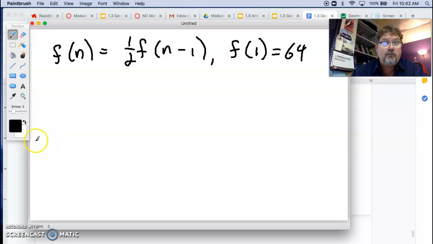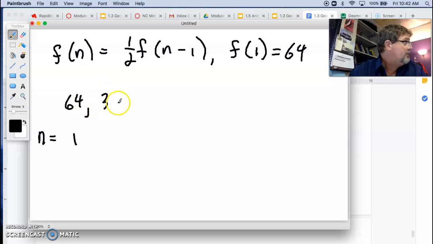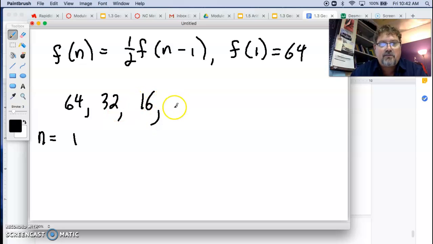Well, the first term is 64. We know that, so that part's done. Now this notation says, hey, multiply him by 1/2, you'll get to the next one. That's 32. Multiply him by 1/2, you'll get to the next one, 16. Multiply him by 1/2, you'll get to the next one, 8. And there's your first 4 terms. It's that simple. So the notation says multiply the previous term by 1/2, and you'll get to the next term.